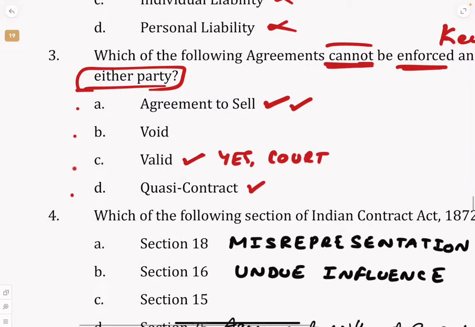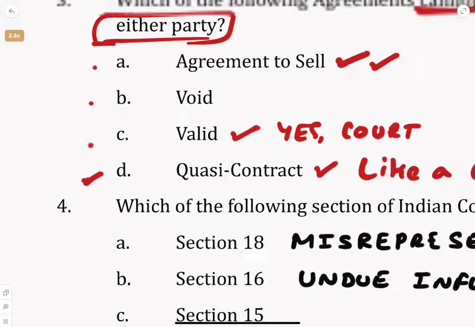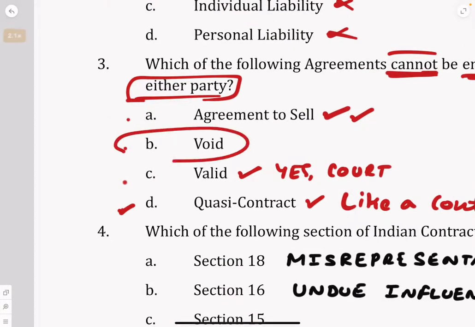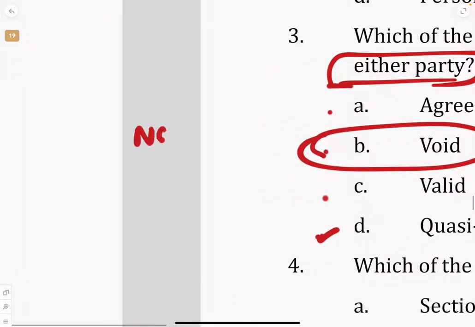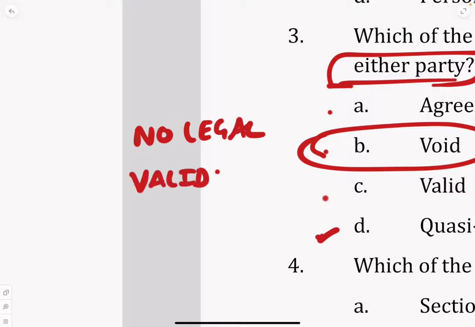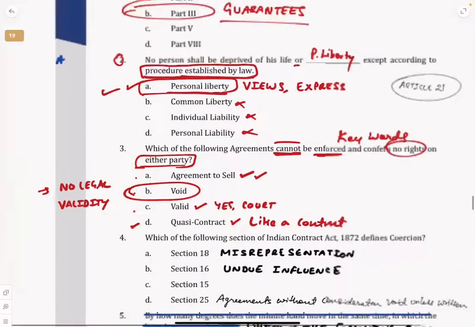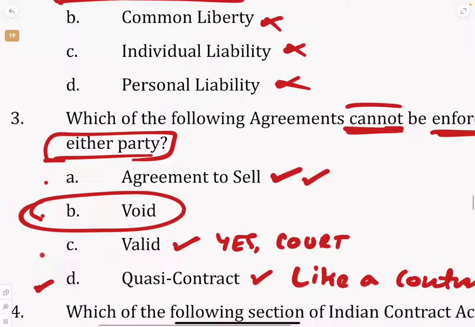And quasi contract. So quasi contract means it is like a contract. It is very similar to a contract. So quasi contract can be enforced. So the answer is obviously void agreement. So void agreement cannot be enforced because it has no legal validity. Correct? Void is it has no legal validity. It's not voidable also. It's completely void. No legal validity. It's a void agreement. Cannot be enforced. And no rights on either party.